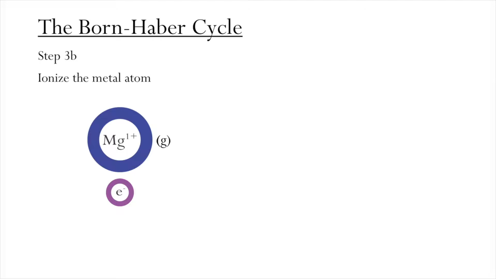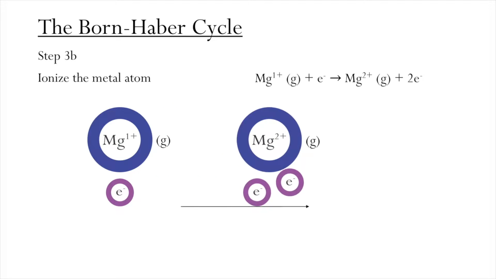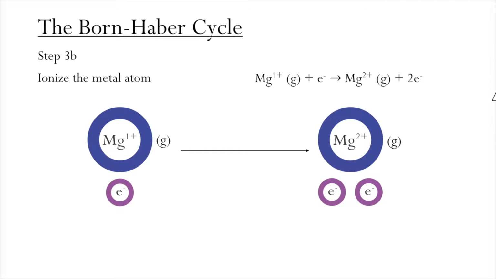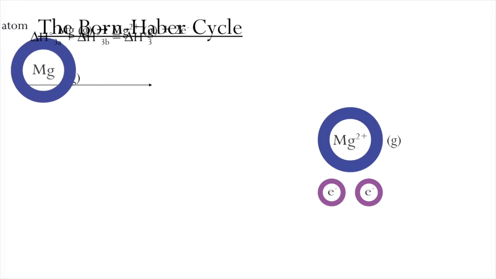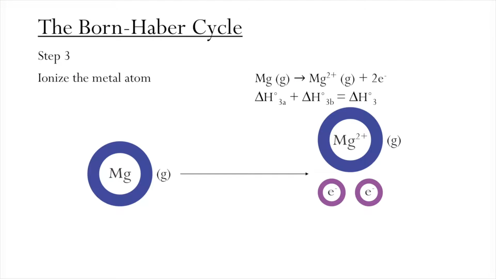Next, in step 3b, we will take the magnesium plus gas formed in step 3a and remove another electron to produce a magnesium 2+ gas atom and a second electron. The enthalpy associated with 3b, delta H3b, is equivalent to the second ionization energy for magnesium gas, since we're removing a second electron. Together, the chemical equations for step 3a and step 3b add to form the overall equation for step 3, where magnesium gas forms magnesium 2+ gas and 2 electrons. Based on Hess's law, the enthalpies will work the same way, and delta H3a and delta H3b add to the overall enthalpy of delta H3.